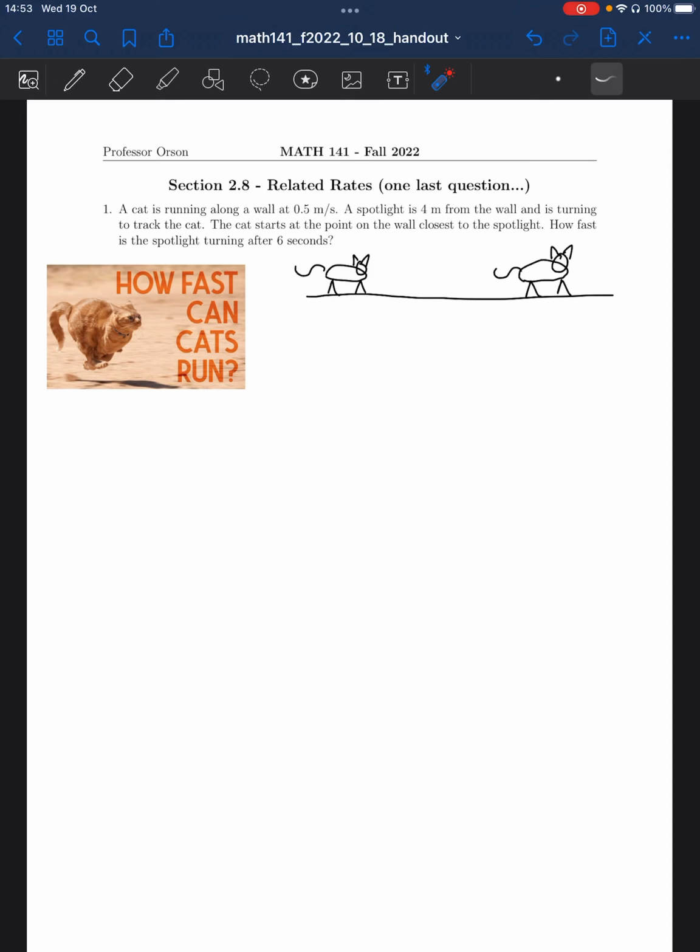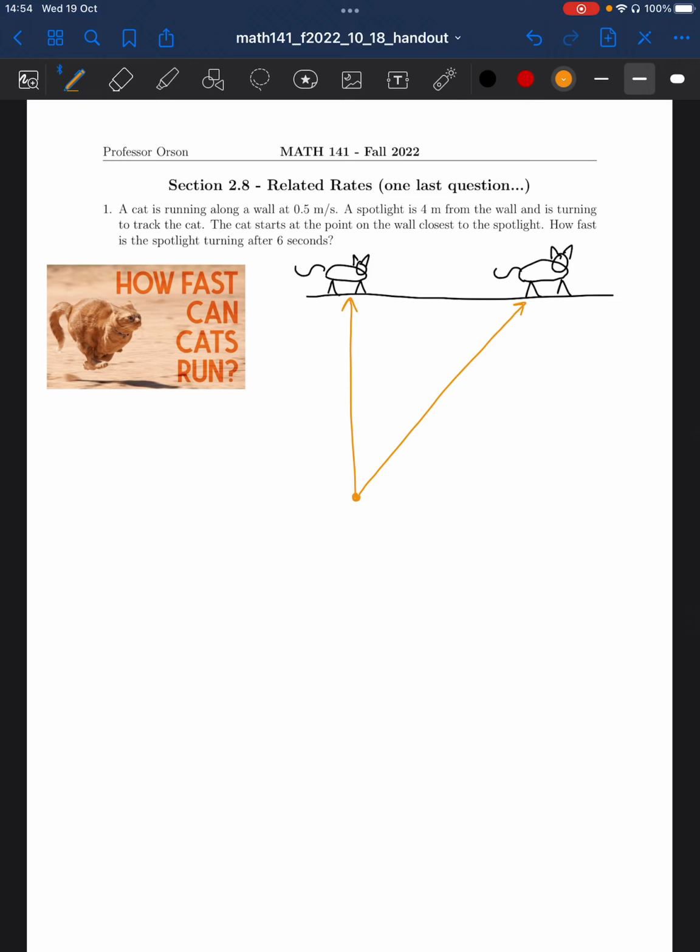Okay, keep going. A spotlight is 4 meters from the wall. Okay, so presumably that means at a right angle. So that's going to be my spotlight there. So let's get that in the picture. And it's turning to track the cat. So this is some sort of rotating spotlight. So initially, time 0, it's looking that way, and it sort of rotates and it starts looking that way. And then in between, it's turning to look at the cat.